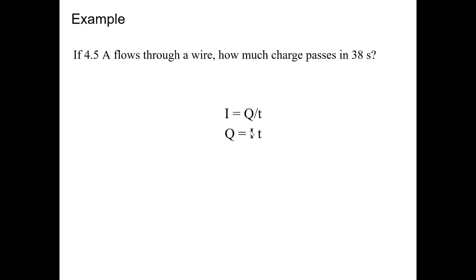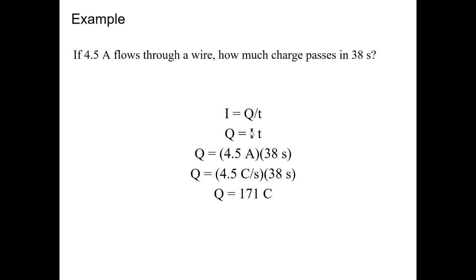If we rearrange that formula to figure out how much charge, or Q, passes in 38 seconds, it'll be current times time. Okay, so here we'll plug and chug our numbers. 4.5 amps is the same as 4.5 coulombs every second. For 38 seconds, we end up with 171 coulombs.